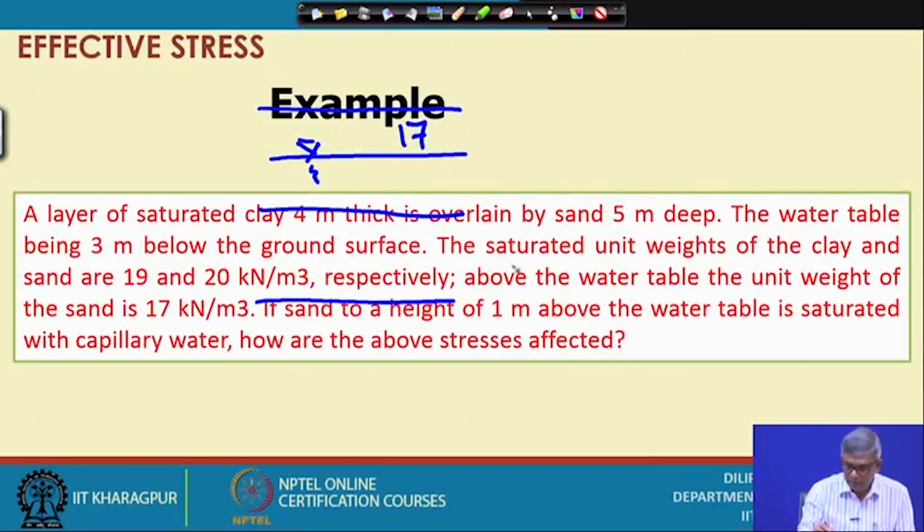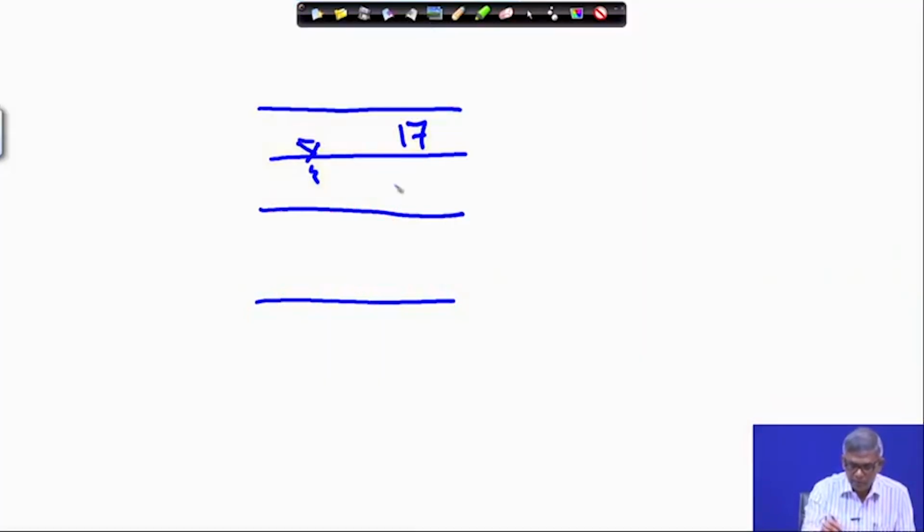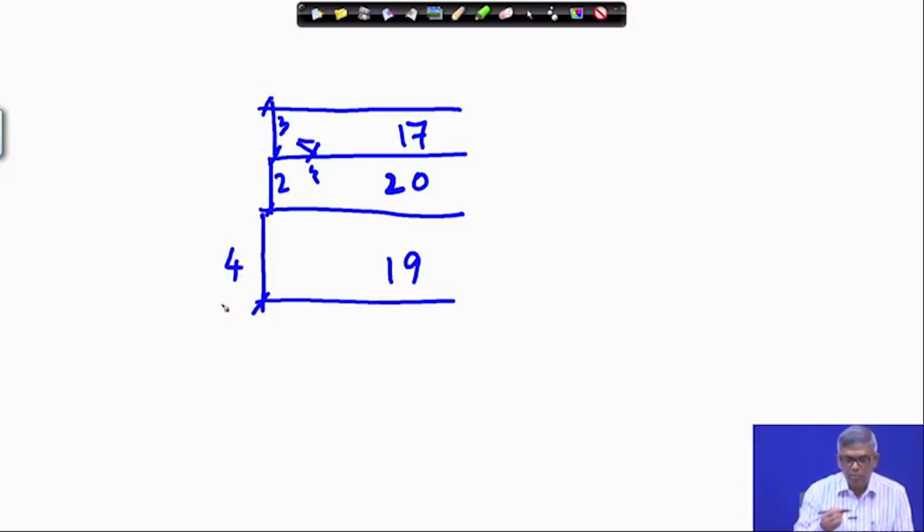You can see the saturated unit weight of the clay and sand. Clay is 19 and sand is 20. So, this will be 20 and this will be 19, and this is 3, this is 2 and this is 4. And then you have to find out the variation of stresses.